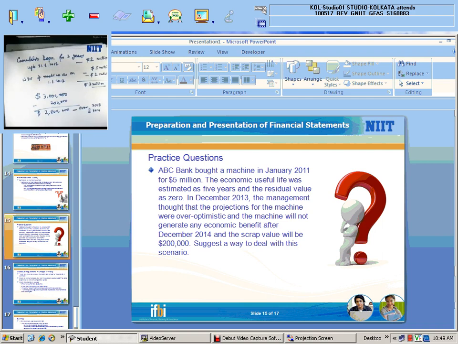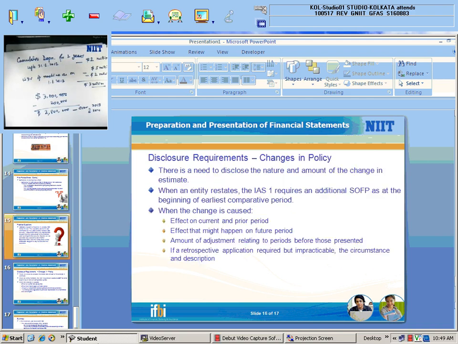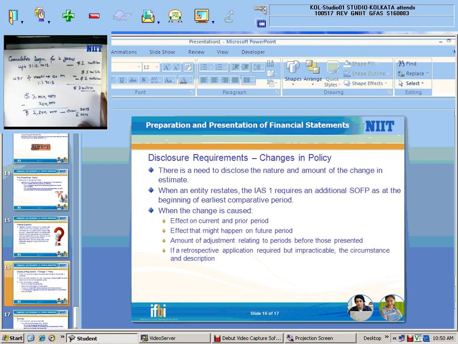Is that clear, or do you have any questions? If you are not clear on the particular examples I have provided regarding changes in accounting estimate, you can make your query. Please raise your query so that I can explain it to you again if necessary.